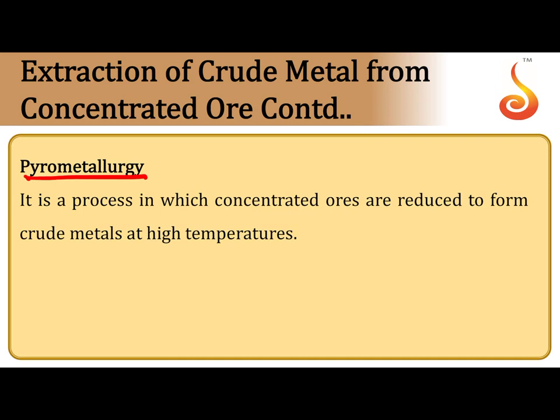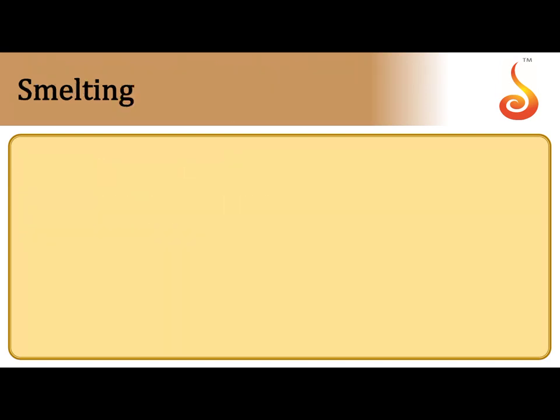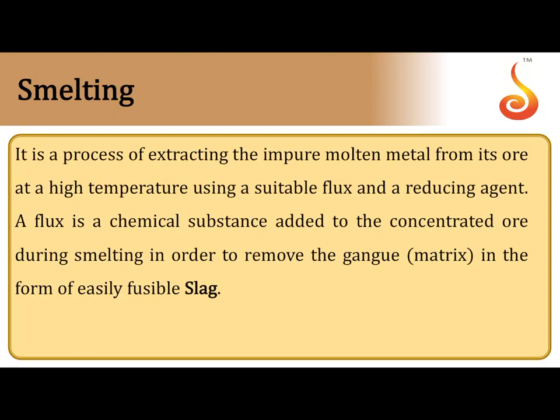From some minerals or ores, metal is extracted by heating the concentrated ore at high temperature. Just by heating the concentrated ore, we can extract metals without using a reducing agent or electrolytic reduction methods. Directly by heating to high temperature, from some ores we can extract metals. That process is specially called pyrometallurgy.